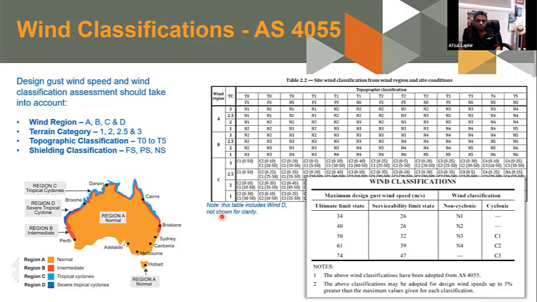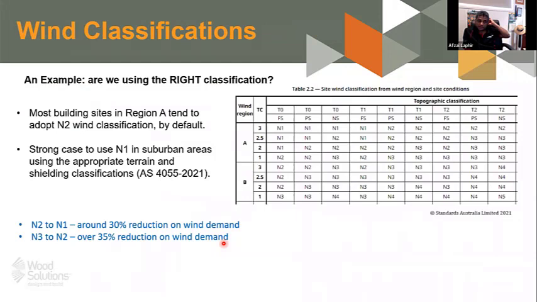So given the challenges of a modern home, we should now explore ways of creating efficiencies in design. One way is to optimize the loading. In this context, we should ask the question, are we using the right wind classification? Our tendency, which is a common human tendency, is to use N2 wind classification for most building sites in region A. Because what we have been told is, if in doubt, use N2, which seems to be the acceptable practice. Or if in doubt, you talk to your relevant council and ask for the wind classification.